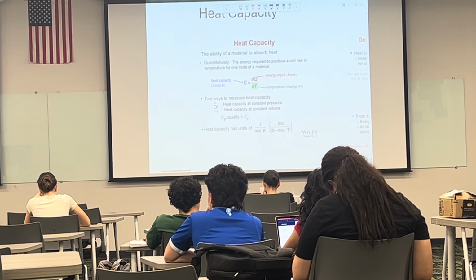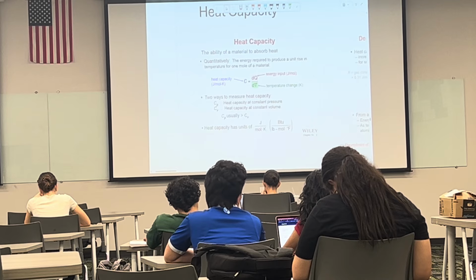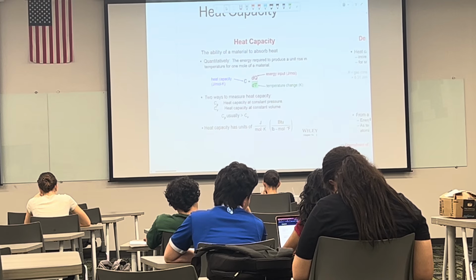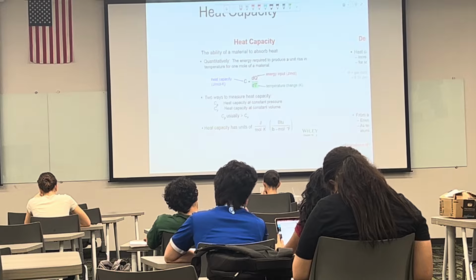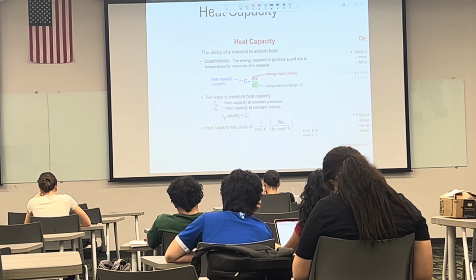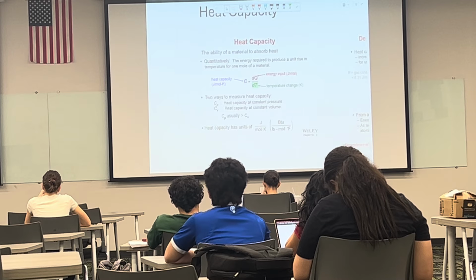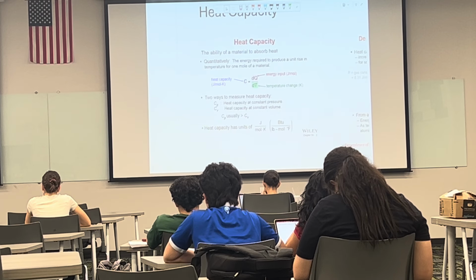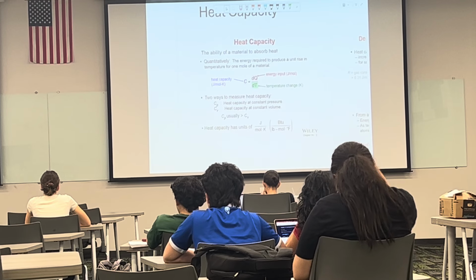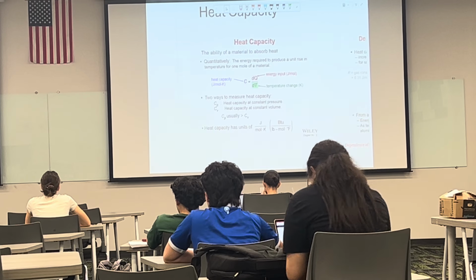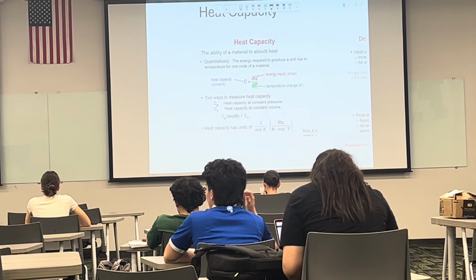So focus on this one. It represents the amount of energy required to produce a unit of temperature rise. And mathematically, you can see it down there. So heat capacity is equal to energy input divided by temperature change. And I believe, yes, I mentioned units down there as well.